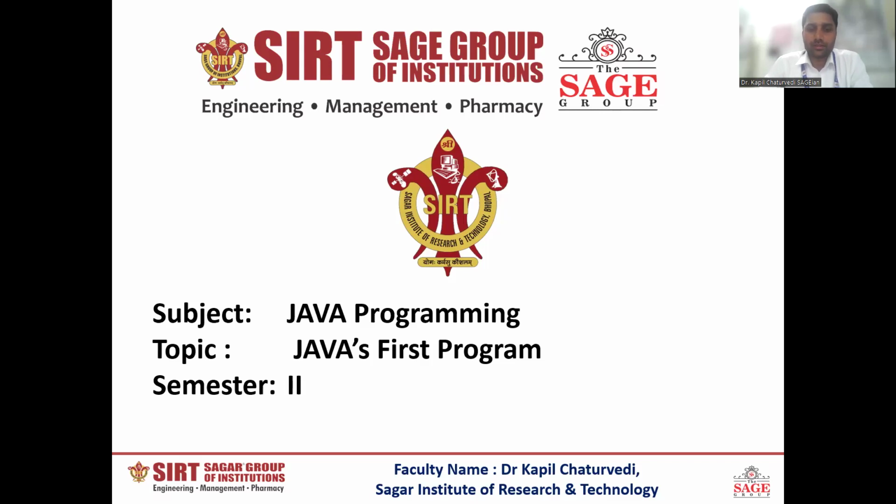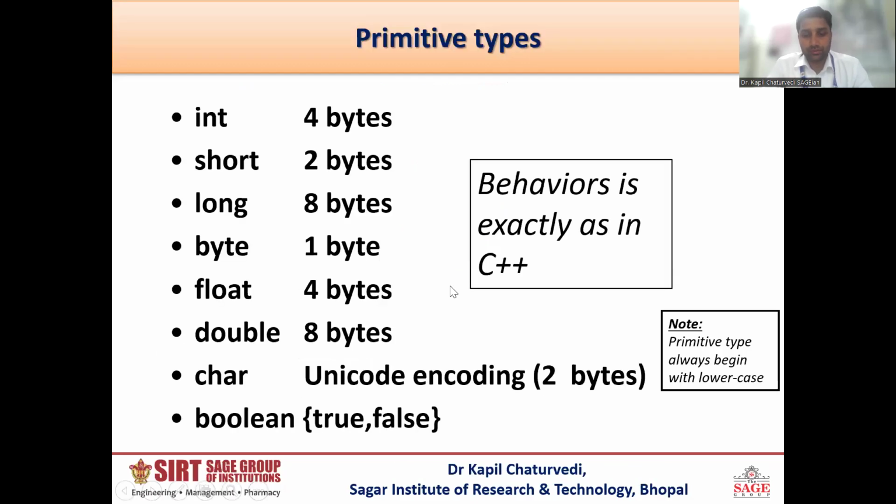In this lecture, we will discuss our Java programming subject topic, Java first program. Here we will learn how we can implement a simple Java program, and also discuss Java's fundamental things during the program implementation. Whenever we implement any simple program, we must know what kind of data types or primitives are behind it, so that we can declare the variables respectively.